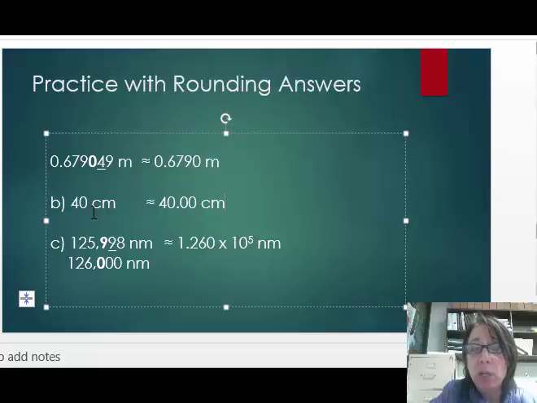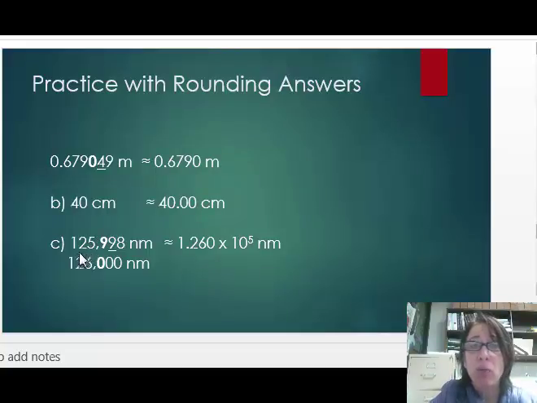To express 40 centimeters with 4 sig figs, we need to add zeros after the decimal point. Adding these zeros does not change the magnitude, but gives us the sig figs that we need. 40.00 centimeters has 4 sig figs.